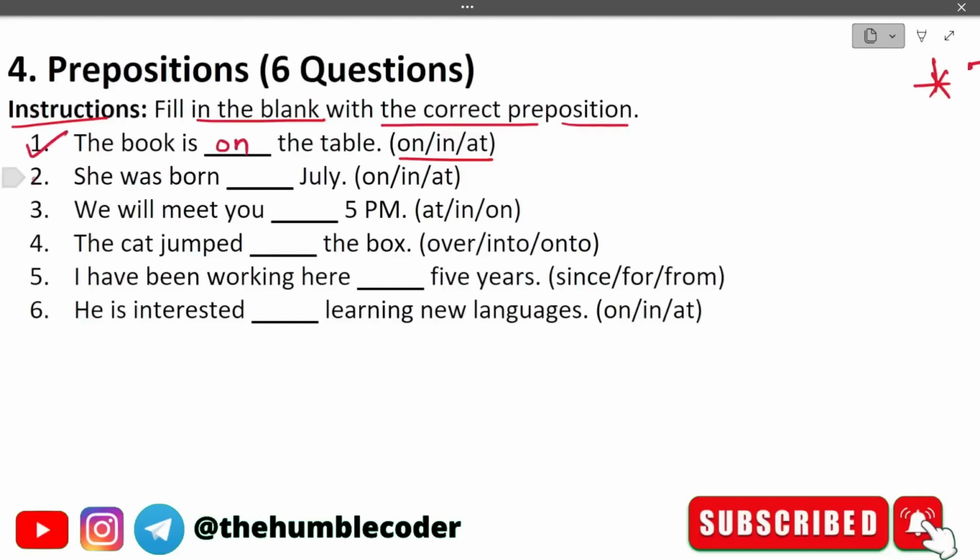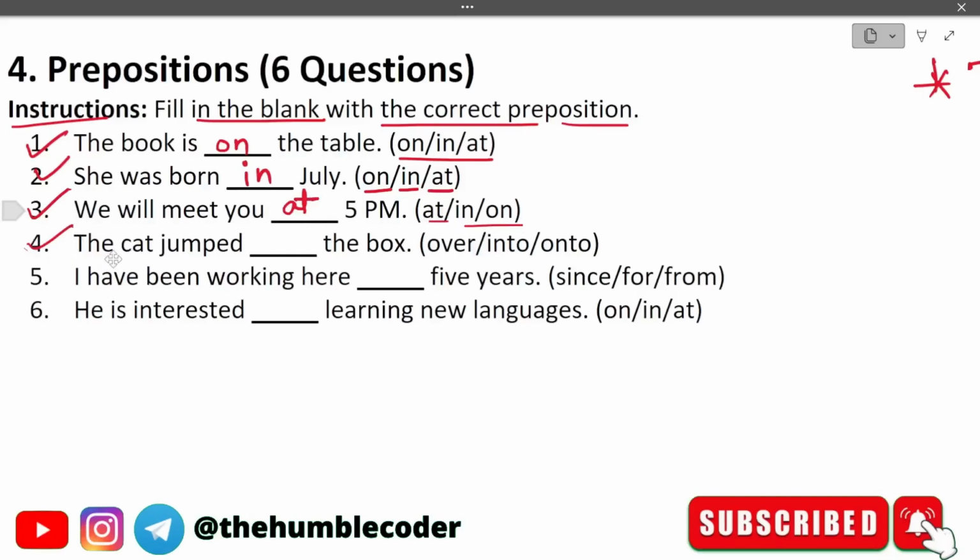Let's look at the question number 2. She was born dash July, and the options that we have are on, in, and at. The correct answer in this case is going to be in. She was born in July. Let's move on to the next question now. The next question is, we will meet you dash 5 p.m. The options that we have are at, in, and on. So the correct answer that will come here will be, we will meet you at 5 p.m.